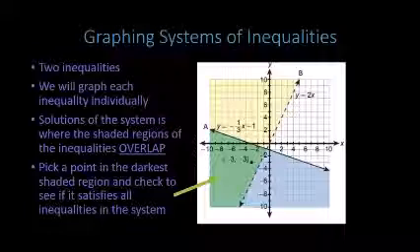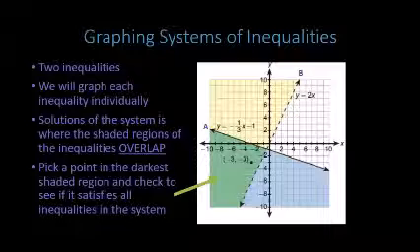So if we just follow the steps from one inequality and do it for two inequalities, we just have to graph everything twice. And then the overlap, where the two shaded areas are together, that is actually the solution to both inequalities. See? Easy as pie.